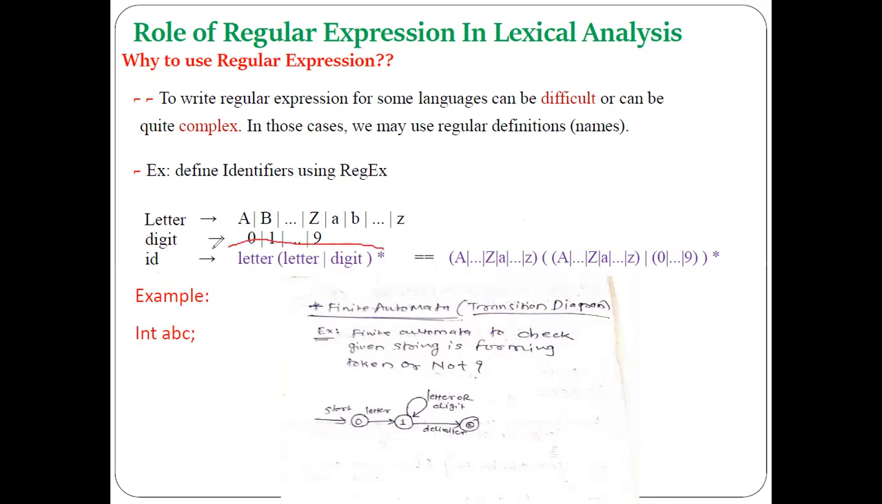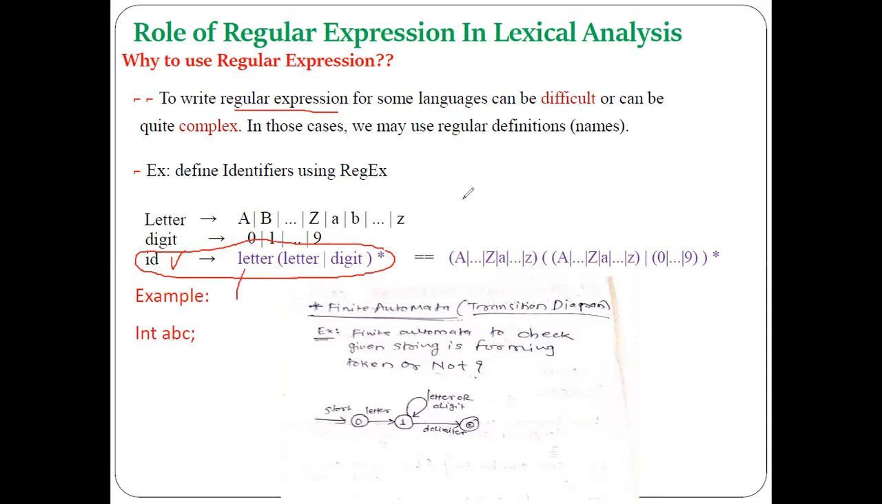Now, in order to describe these rules using some standard way, regular expression is utilized. That is the reason we have written the regular expression for identifier like this. So the answer to the question of why to use regular expression is: regular expressions are used to describe the rules for the different tokens.